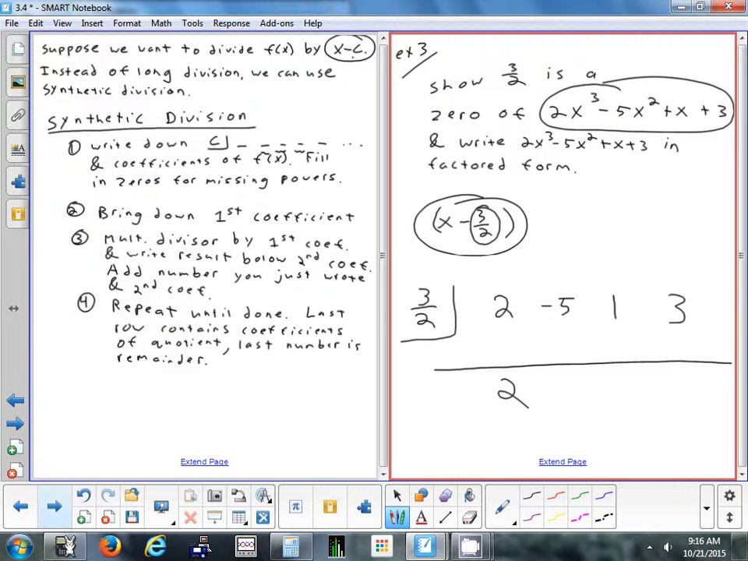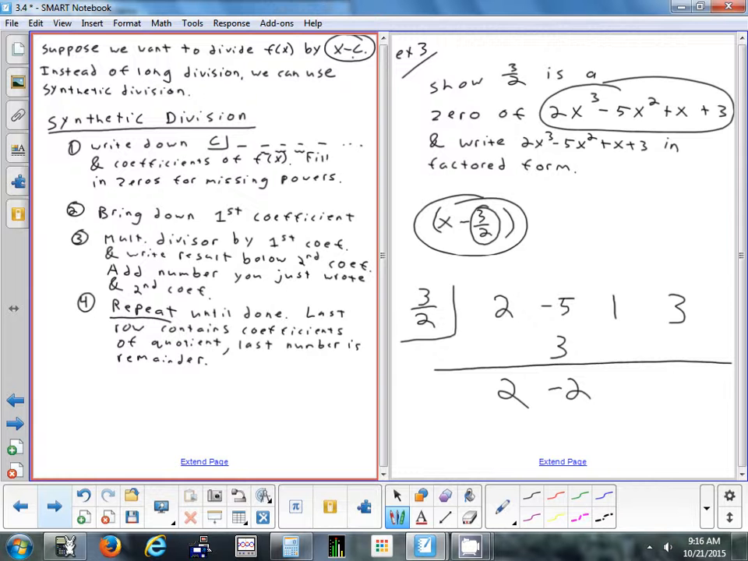Okay, next step. Multiply the number I just brought down by 3/2. Put the answer in the second column. What's 3 divided by 2 times 2? 3. Add the number you just wrote and the one that's above it, the second coefficient. What's -5 plus 3? -2. Repeat. What's 3 divided by 2 times negative 2? Negative 3. Add the number you just wrote. 1 plus negative 3? Negative 2.